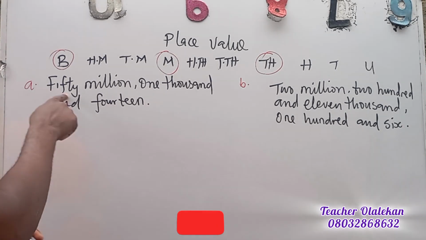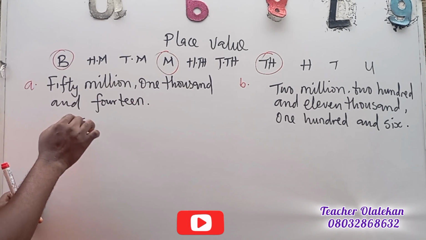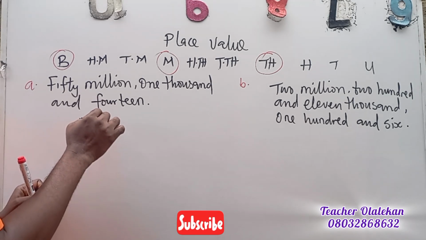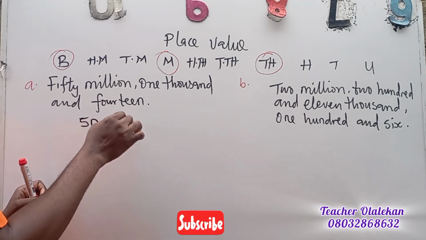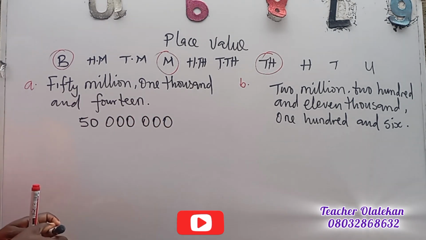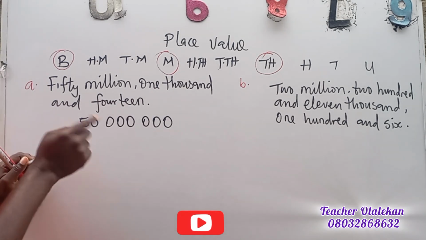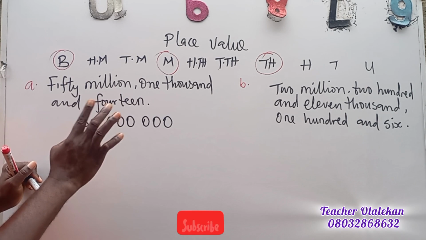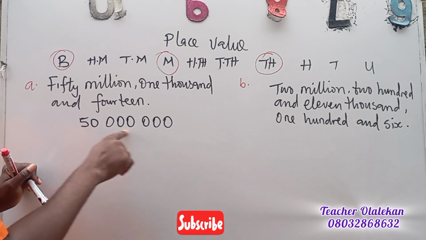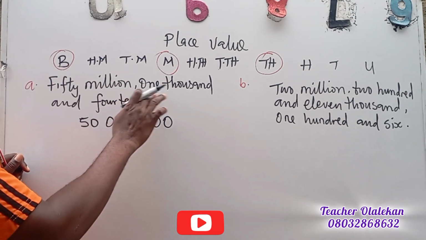So we have 50 million. You start with that 50. How many zeros does a million have? 1, 2, 3, 4, 5, 6. Spread it out properly, write clearly. Do not forget, million has 6 zeros. So that's 50 million, 6 zeros. So we've done that. Now let's move to the next one.